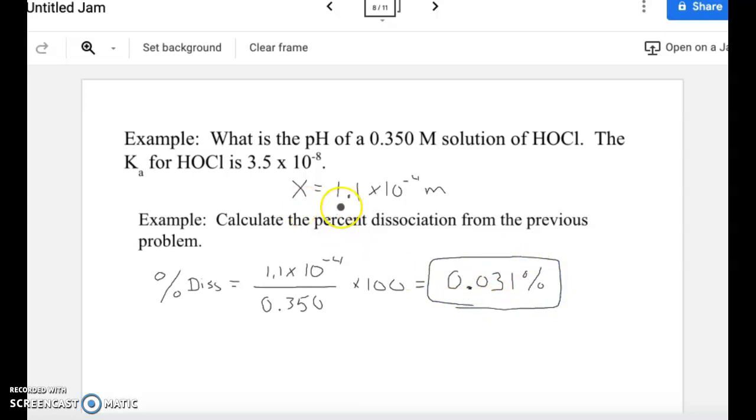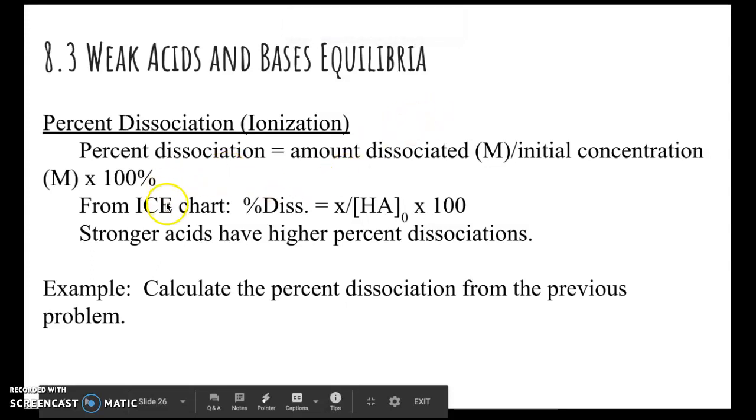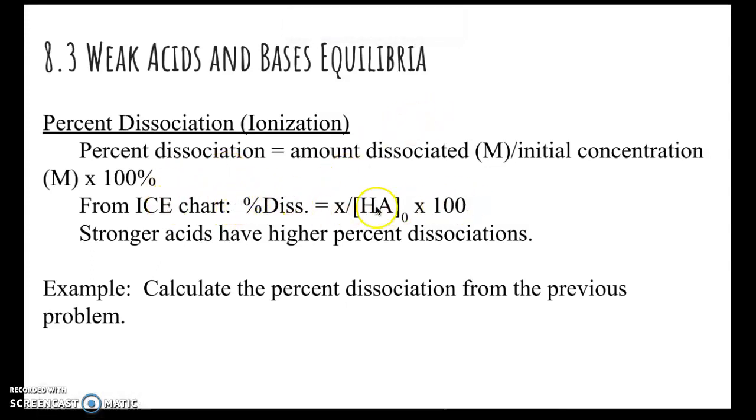We just take the X value, which, if we're doing a Ka problem, is just going to be the concentration of the hydrogen ions. So we could get that from the pH. We could anti-log the pH and get the X value. And then we just divide by the initial concentration. All right, but that's how we work with that equation. Okay, switching back over to the slideshow. Just so you know, this equation for percent dissociation is not on your green equation sheet. So this is just something that we want to remember, okay?